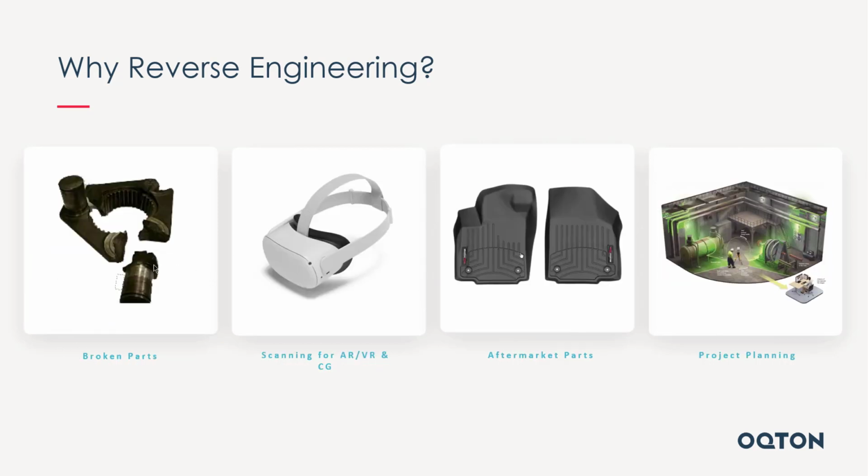Broken parts, this one's kind of obvious. In a lot of dies and stamping, the parts will break. You know, they only have a couple of them, and this goes back to the archival purposes. If you scan it ahead of time, you'll have that on hand to be able to work with. But we can scan the pieces and put it back together digitally and then reverse engineer.